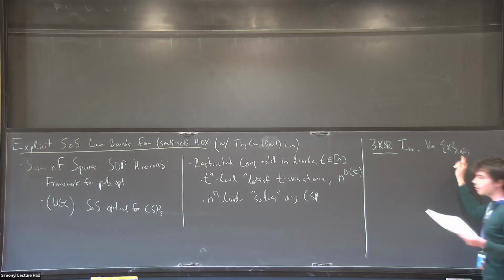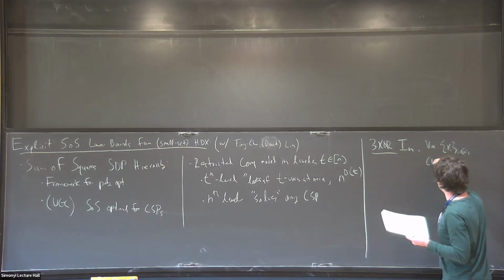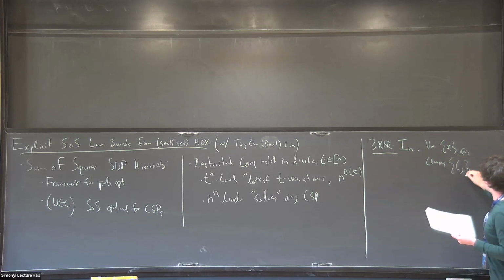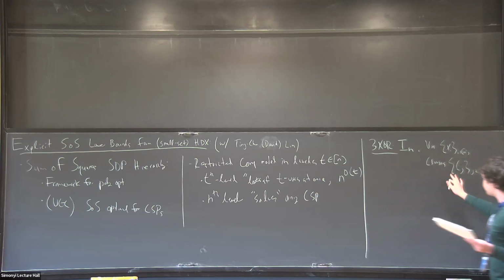So it has n variables, x1 through xn, and then it has clauses Cj, 1 through m. And in this case, think of m as some large linear thing in terms of n. So there are like 1,000 n clauses in these instances for our purposes. And what makes this the 3 XOR instance?